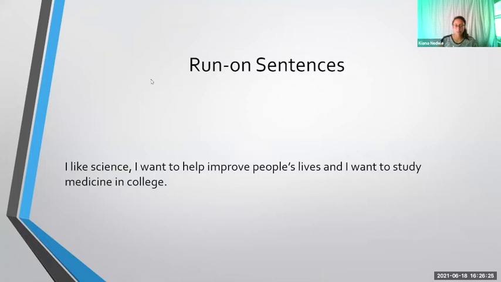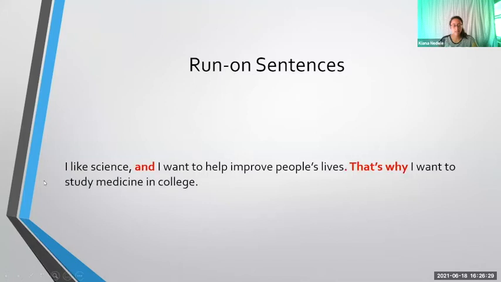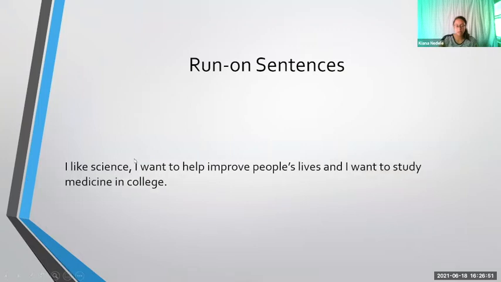What are some problems? So here, one way to fix this is to break it into two sentences. So the first sentence is, I like science and I want to help improve people's lives. Before, we just had a comma. See, I like science, I want to help improve people's lives.